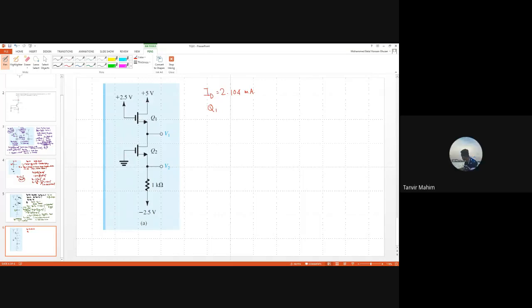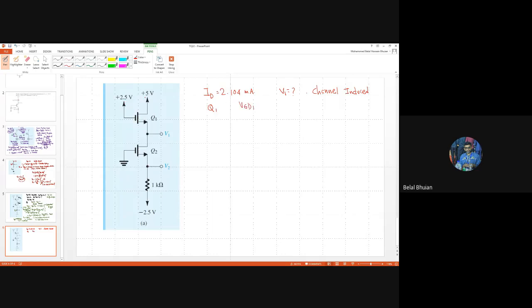VGD, sir, just write the ideal equation for the saturation region, 2.5 minus. First of all, I need to determine V1. So how can you determine V1? First thing I need to check. I don't know V1 right now. Sir, it can be done by assumption. Yes, we assume that the MOSFET is operating in saturation region. Okay, let's assume that channel is induced. But we can check VGD.